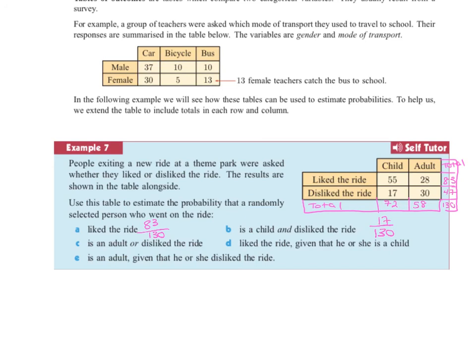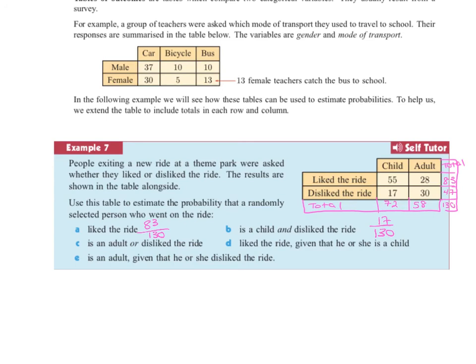Is an adult or disliked the ride. So is an adult or disliked the ride. So take a moment to try and figure that one out. Well, here is an adult. What's the probability that they are an adult? Well, you have 28 plus 30. What about the probability that they disliked the ride?